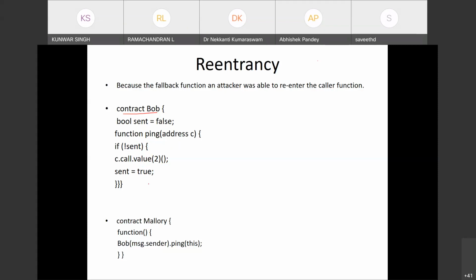Okay, so now the contract C is this one. This is contract C. This will receive the money, and here you have this fallback function without a name. The function has no name. So money will be transferred here. So there is no function like call. When the fallback function is executed, it is when there is no function of that name called.